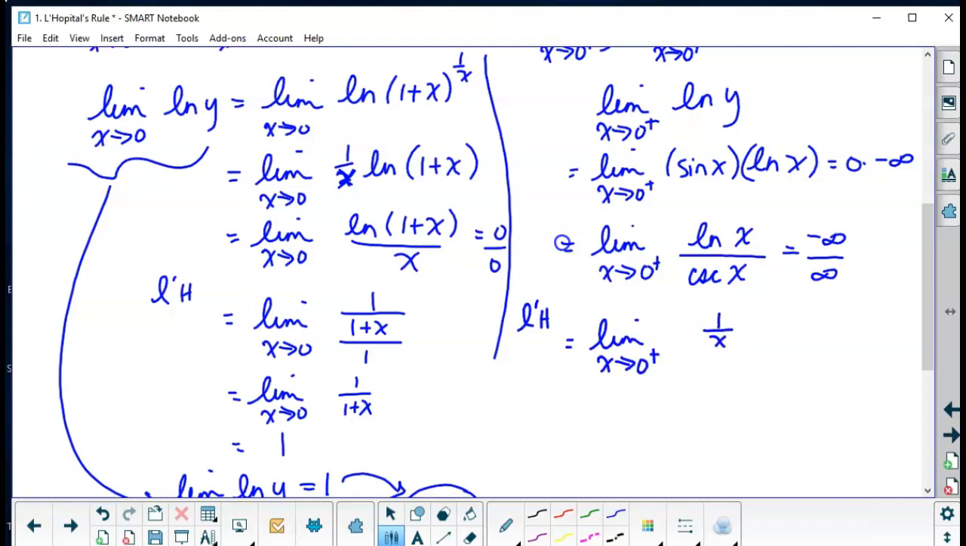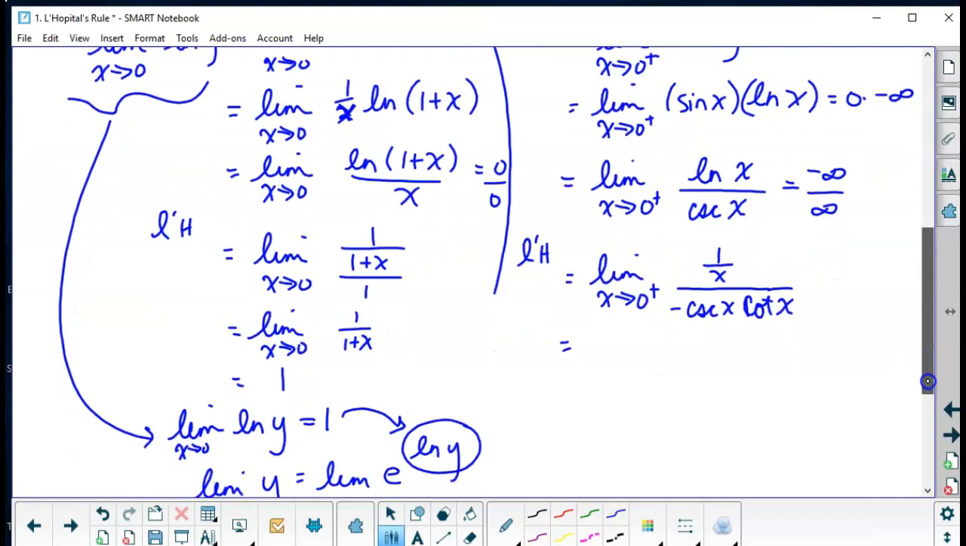So it's going to be 1 over x over negative cosecant x cotan x. All right, so the x is now going to be in the denominator. I'll put the negative out front. X in the denominator. Cosecant is the same as 1 over sine. So this is sine of x here, and then tan of x. So that now is, we split this up.